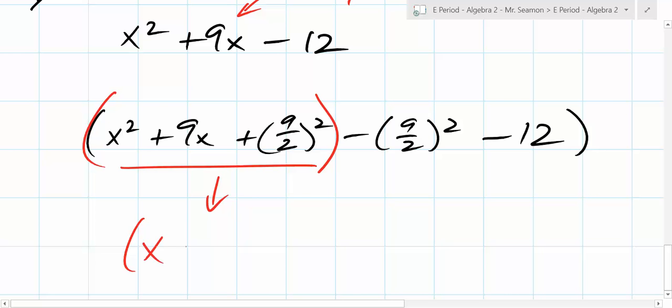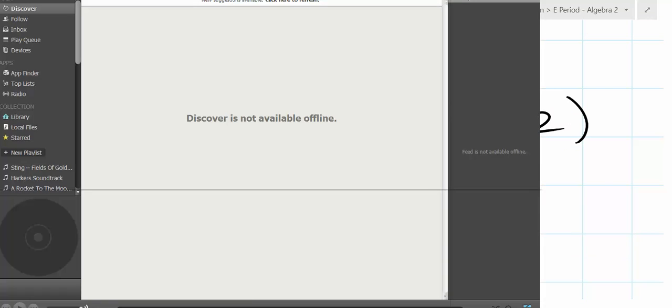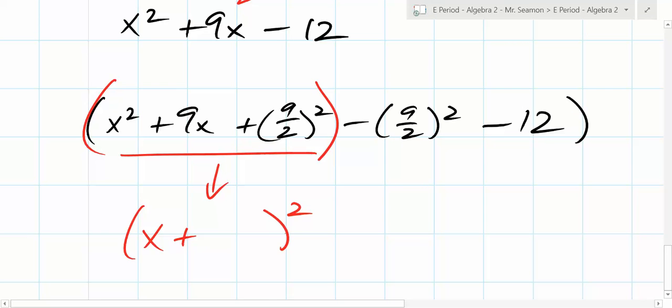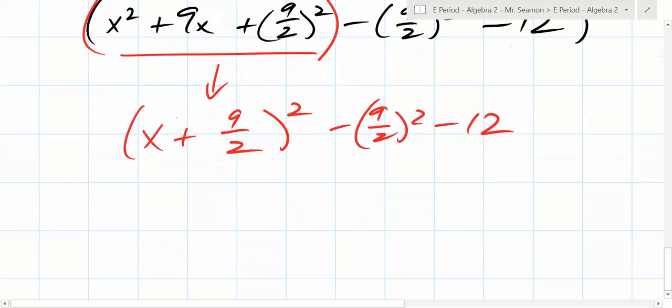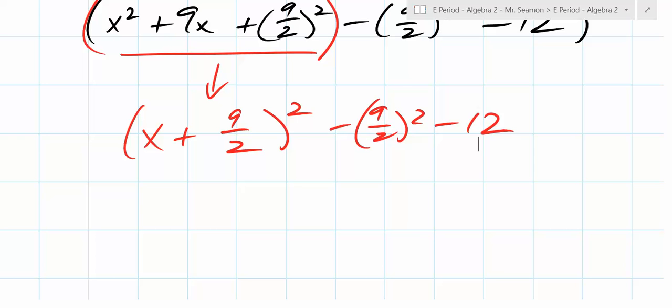It's going to be x plus what? Something squared. Half of 9. Yes, it's just x plus half of 9 squared. It's x plus 9 over 2 squared minus 9 over 2 squared minus 12. The only thing that's different is it's slightly a little bit more friction to combine these things.